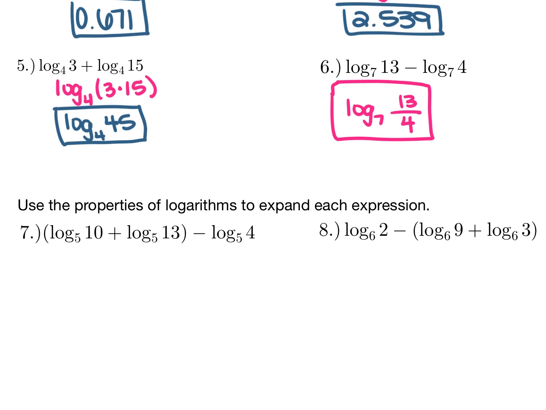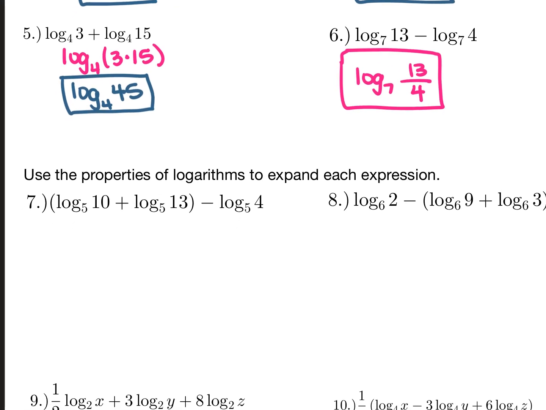For 7 and 8, you're using the same instructions as the ones before this for 5 and 6, and you're condensing these. So for 7, you have log 5 of 10 plus log 5 of 13 minus log 5 of 4. Because the first 2 parts are added, that's going to be on the top of your fraction. So you'll use multiplication between the 10 and the 13, and you'll use division with the subtraction. So you're going to have log 5 of 10 times 13 over 4.